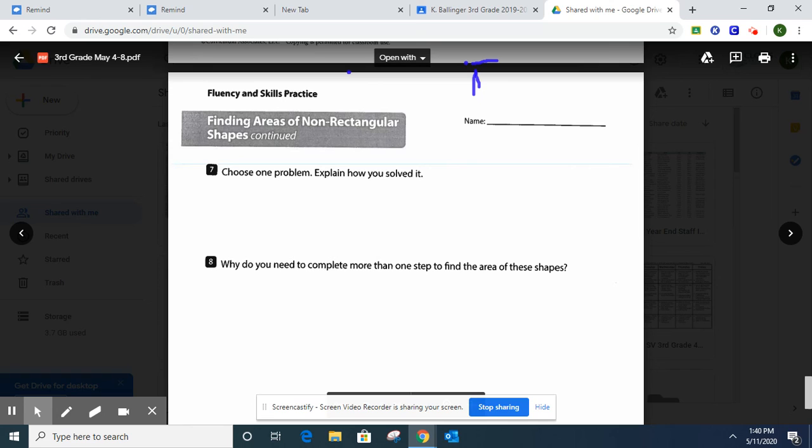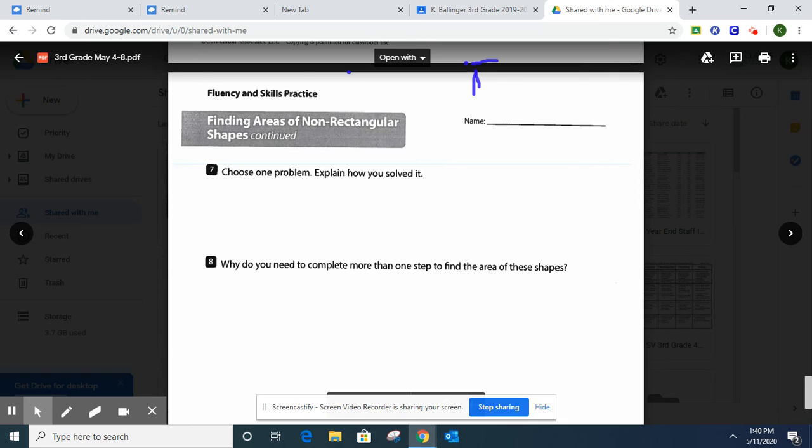Number 8, why do you need to complete more than one step to find the area of these shapes? So explain how, when you have an irregular shape, you have to do more than one step, because you have to find the area of one part, which is not the same as the area of the other part.